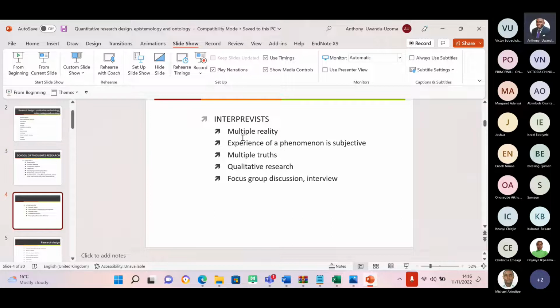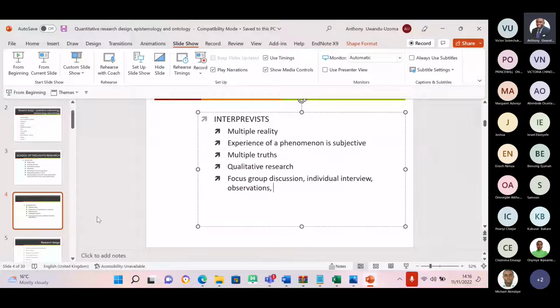While this one, they use focus group interviews, individual interviews. They do observations. So this is all about qualitative research for these people here. Okay, that's how they collect their data.